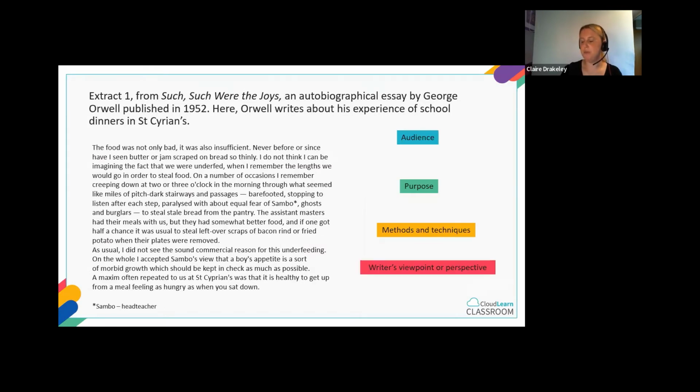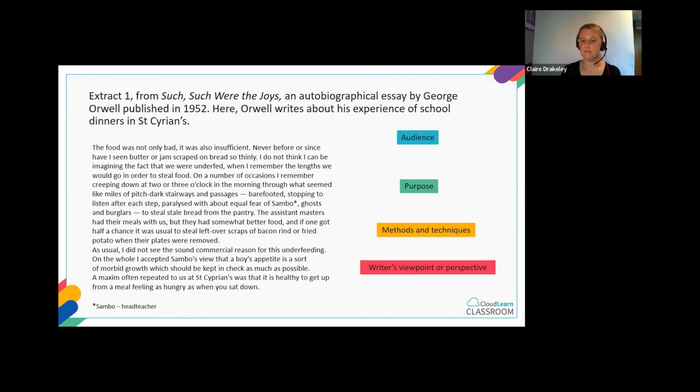And the writer's viewpoint or perspective. Remember, we've just been talking about perspective. What is your main take on this? What is the writer's main view about how he feels about school dinners when he was in school? I think what he's trying to get at is, as you said before, that the staff themselves are getting better food than the others.